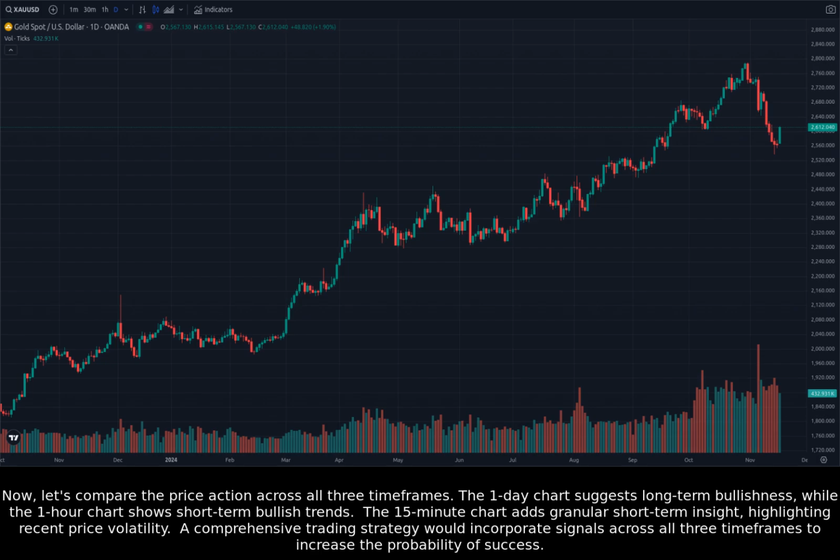Now, let's compare the price action across all three timeframes. The one-day chart suggests long-term bullishness, while the 1-hour chart shows short-term bullish trends. The 15-minute chart adds granular short-term insight, highlighting recent price volatility. A comprehensive trading strategy would incorporate signals across all three timeframes to increase the probability of success.